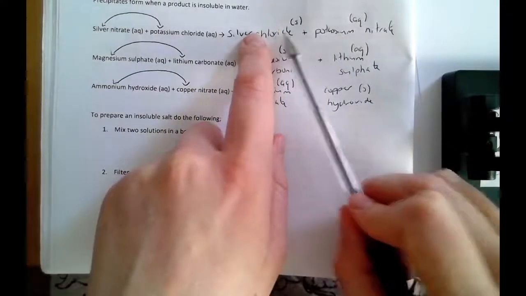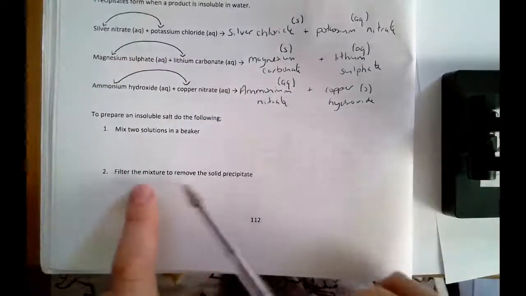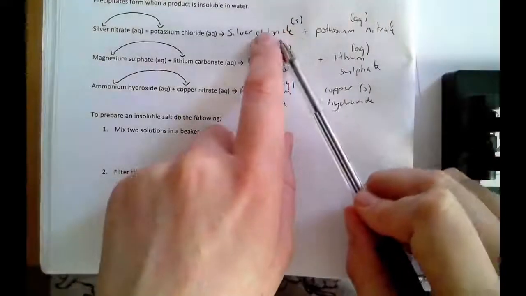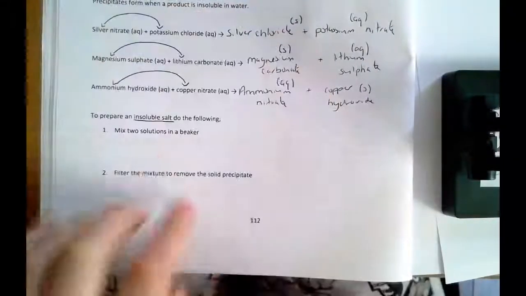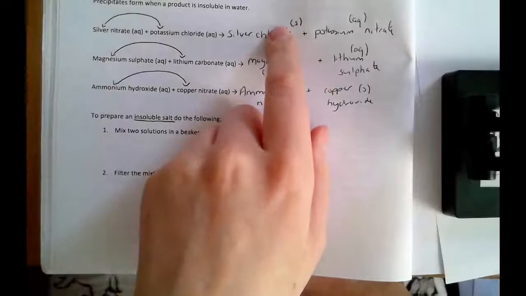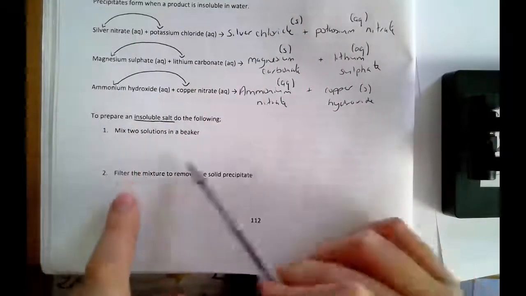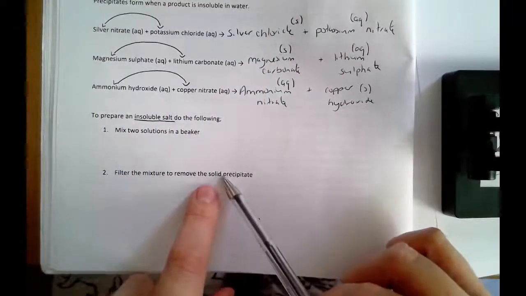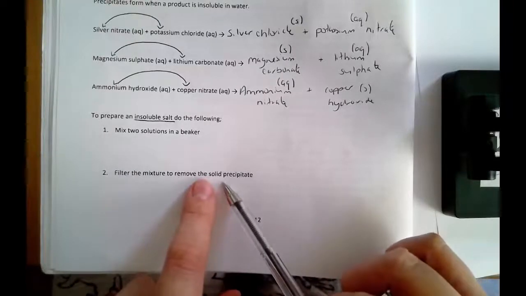To remove that solid, I need to filter. I filter the mixture and I remove my solid precipitate. In this case, we are trying to prepare our insoluble salt, so it's the solid that we are trying to prepare. Once I form that solid, I filter it, but it's the solid that I want to keep. So I'm not going to be throwing that solid away. That's what I want to keep.